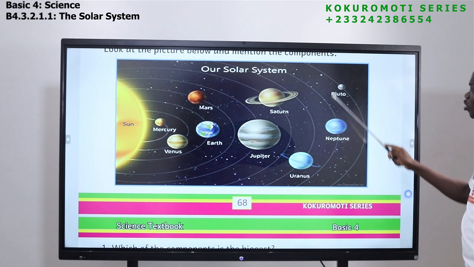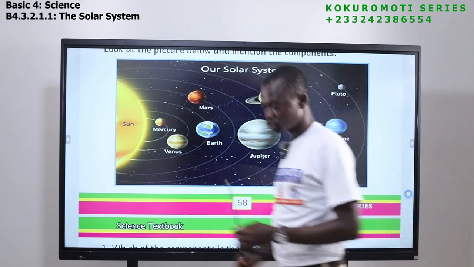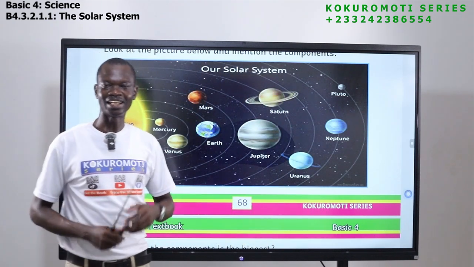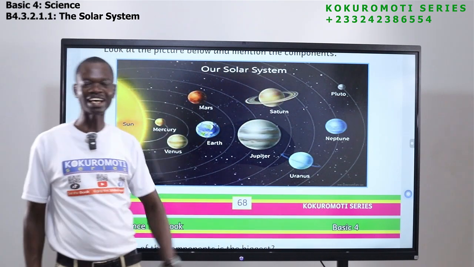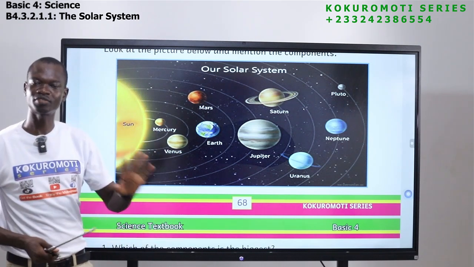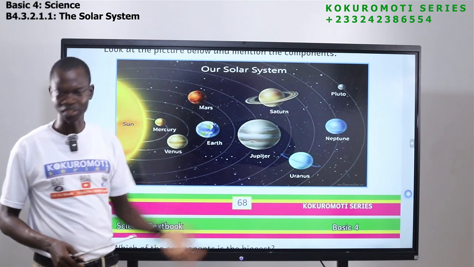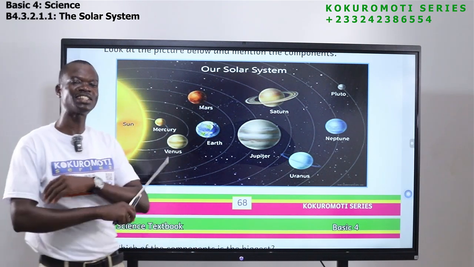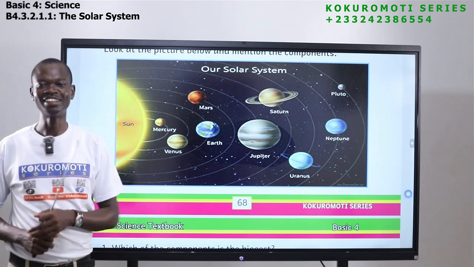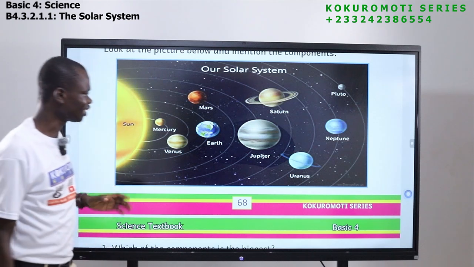There is something here called Pluto, another object here. At first, Pluto used to be a planet, but scientists have discovered that there are some features about Pluto that disqualify it from being called a planet. So we have 8 planets. We don't have 9 planets. Pluto used to be, but now it has been disqualified as a planet. So these are the 8 planets.